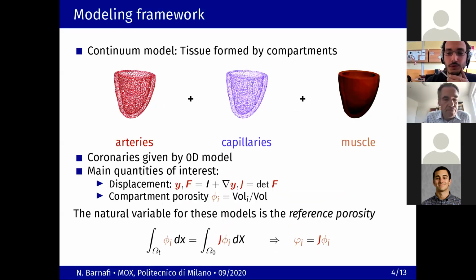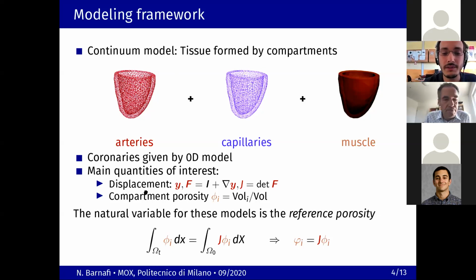Okay, for this, of course, we make some assumptions. We consider a continuum model. So we have, as in mechanics, the myocardium, the cardiac muscle, and then we consider also condensed pointwise the arteries and the capillaries. We're going to see in a while why I'm not considering the veins in this.